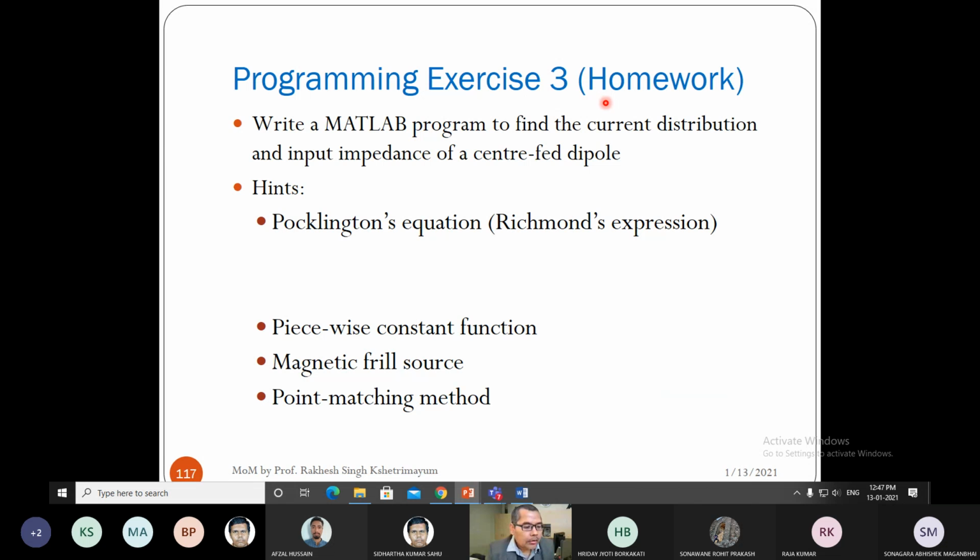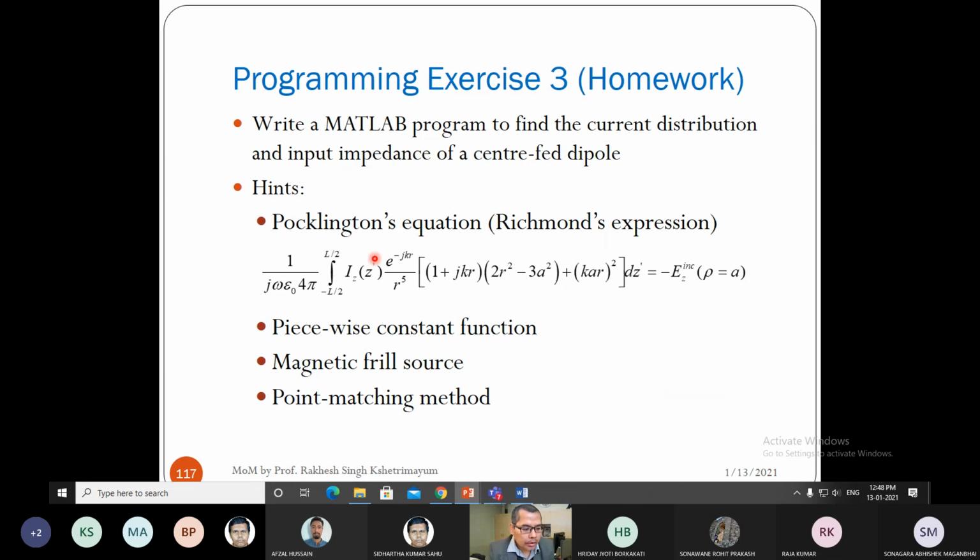So here we will try to solve Pocklington's equation, a very simple expression. Here we don't have any differentiation. It's an integral equation now, Pocklington's equation. You have to solve this equation to find the current distribution and input impedance of a center-fed dipole. You have a dipole with an upper arm and a lower arm, center-fed.